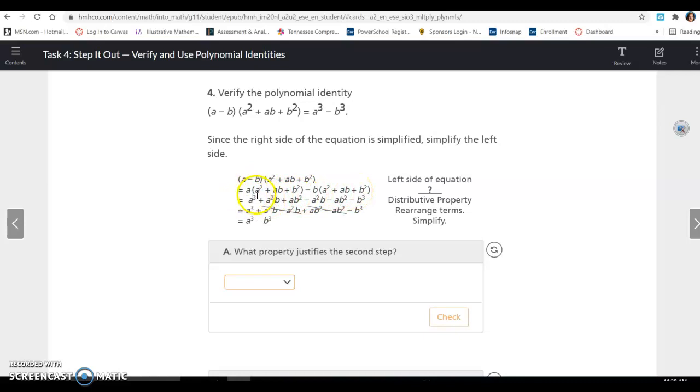Then they have distributed A times each thing inside of here, and then down here they got to where they crossed out like terms. So plus and minus A squared B and plus and minus AB squared, those cancel, and that's what leaves just the A cubed minus B cubed. All right, it says what property justifies the second step? Okay, so this is distributive property.